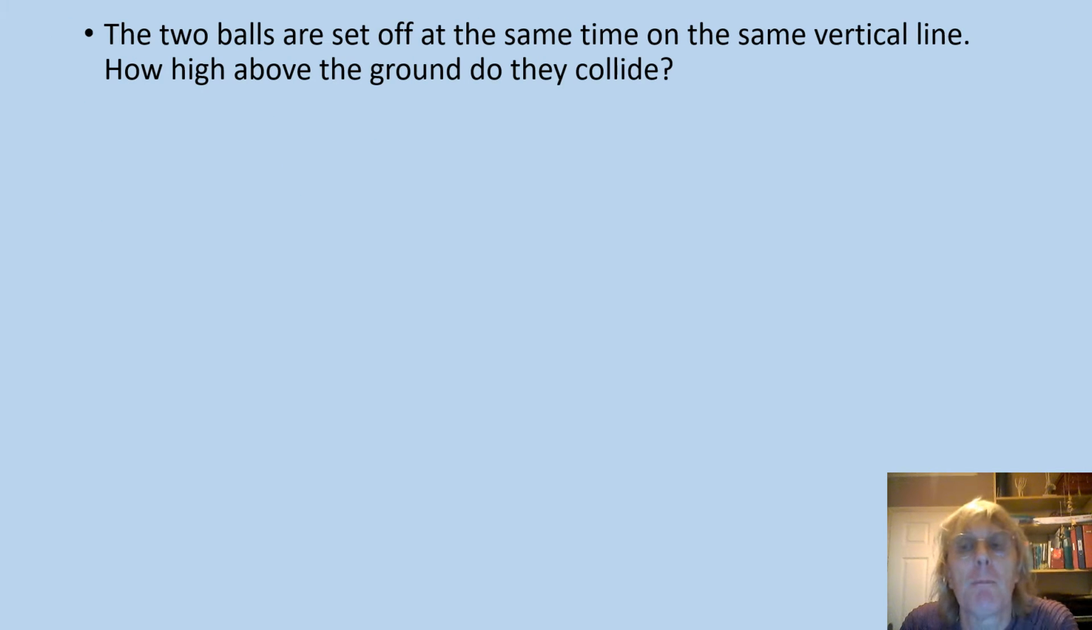Now this time we're going to set these two balls off. We're going to do the same thing again. Put them on the same vertical line, and how high above the ground do they collide? So I'm going to draw a little diagram here because it's going to help. So it's going to be, say, 18 meters high.